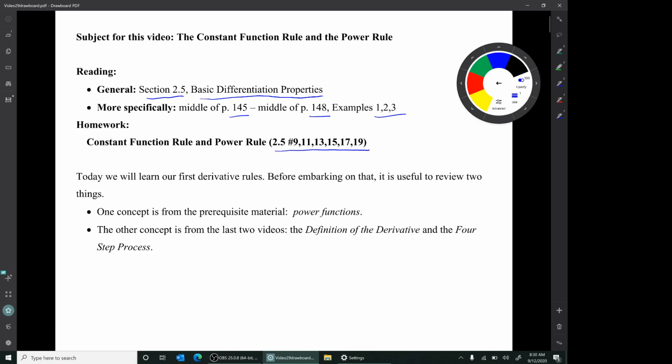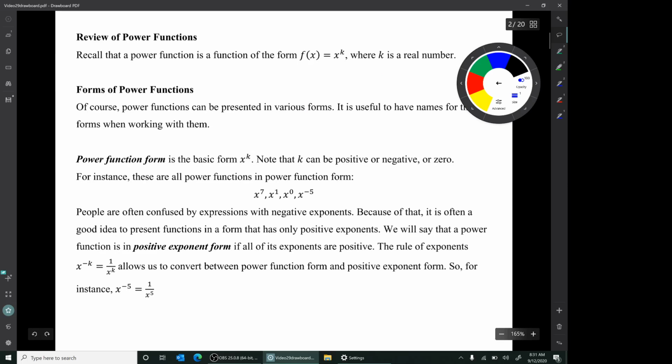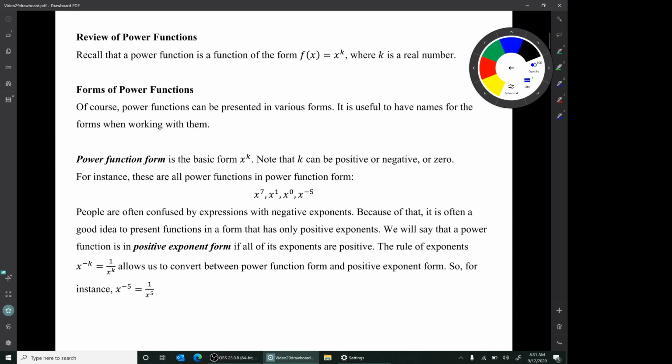Today we'll learn our first derivative rules, but before embarking on that, it'll be useful to review 2 things. One is the concept from the prerequisite material, power functions. The other concept is just from the last 2 videos, the definition of the derivative and the 4-step process. First, our review of power functions.